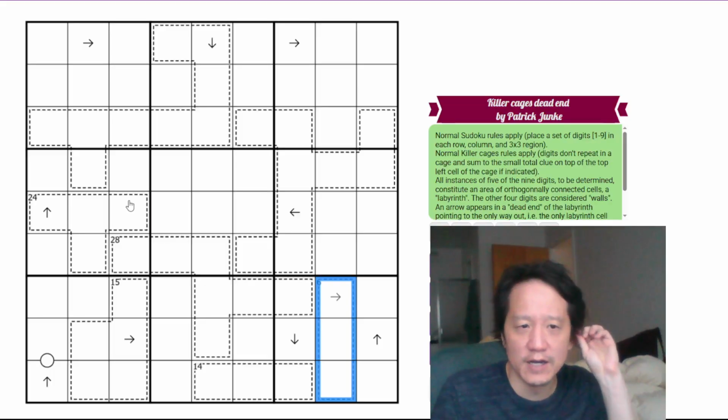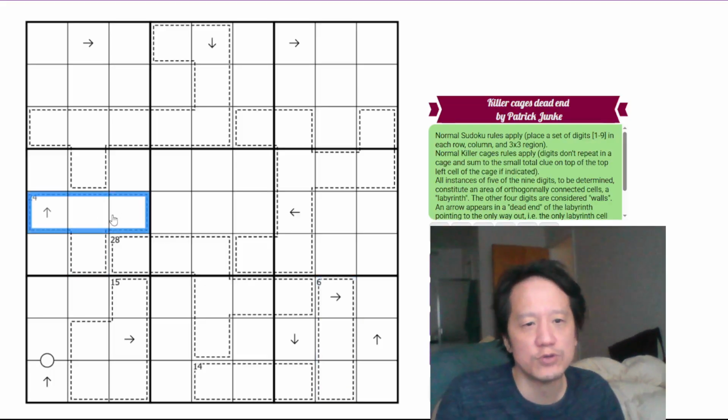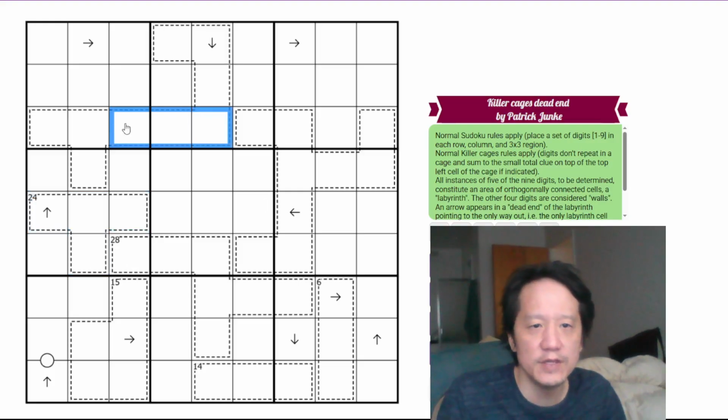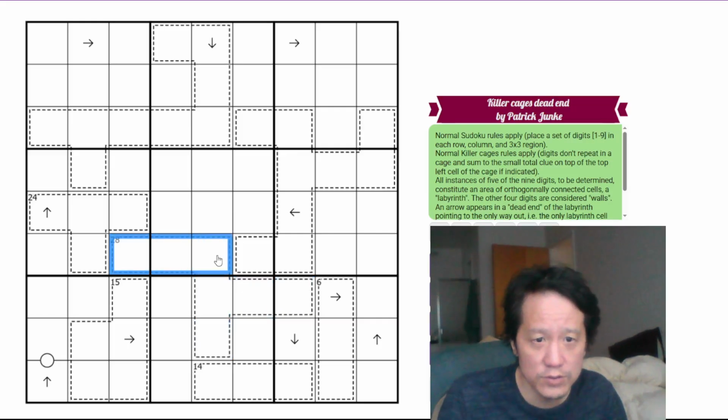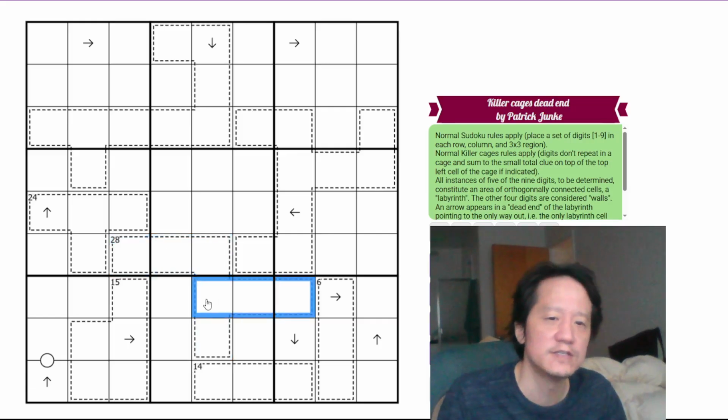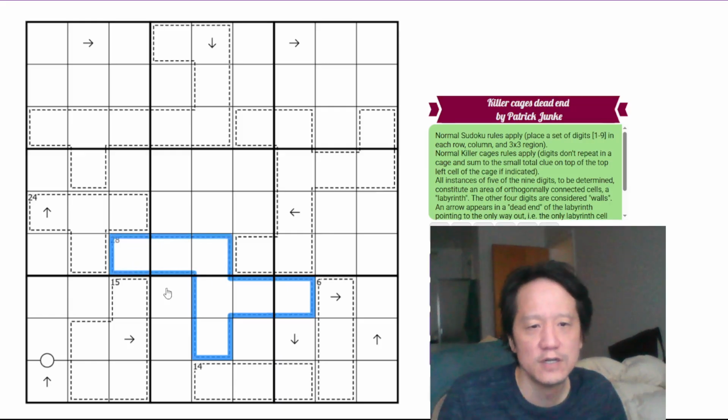But anyways, these 4 digits add up to 24. These digits cannot have repeats, but we don't know what they add up to. Same with this one. These 7 digits, I think it's 7, 1, 2, 3, 4, 5, 6, 7. Yeah, these 7 digits add up to 28. These 3 digits add up to 14.